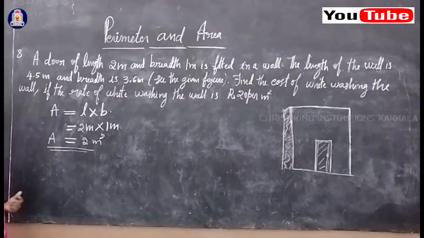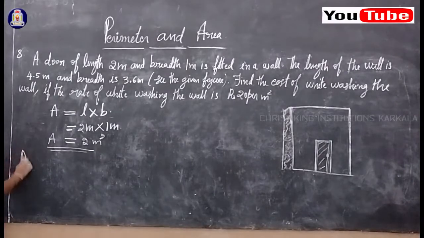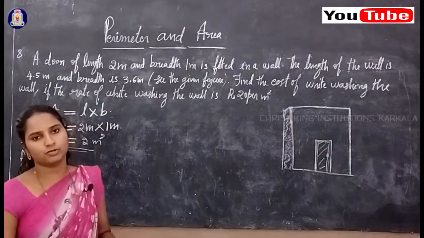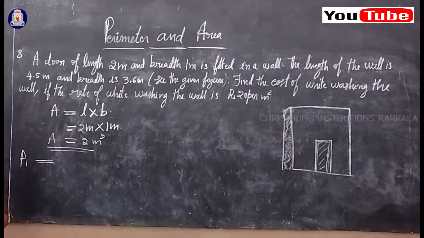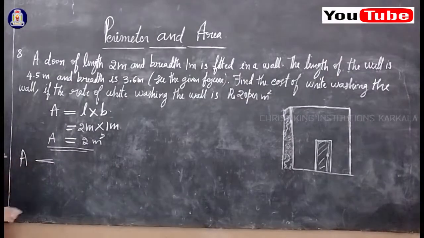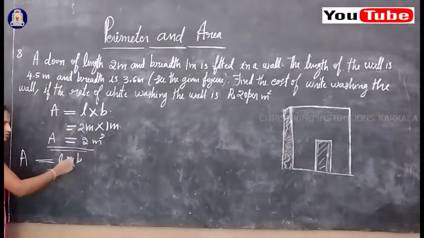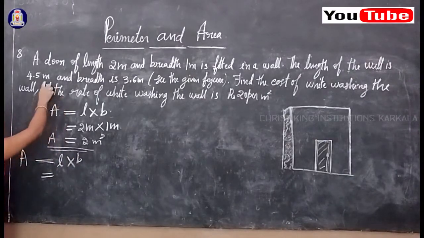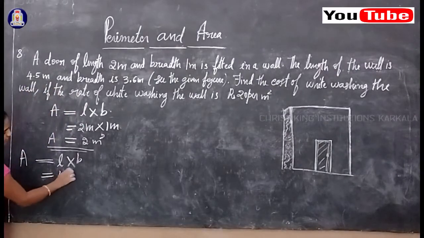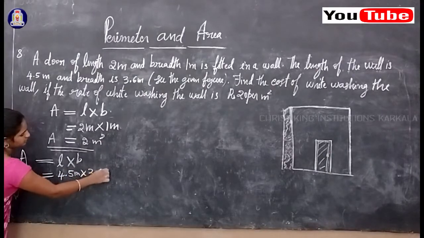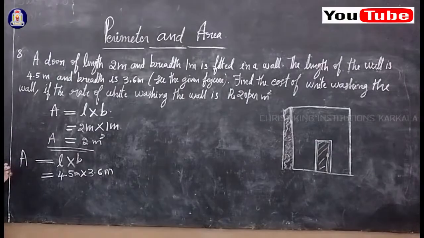Next you have to find the area of the wall. The wall also is in the shape of a rectangle, so you must use the area of rectangle formula: area is equal to length into breadth. The length of the wall is 4.5 meter and the breadth is given as 3.6 meter.